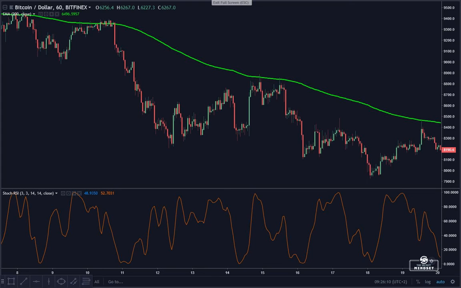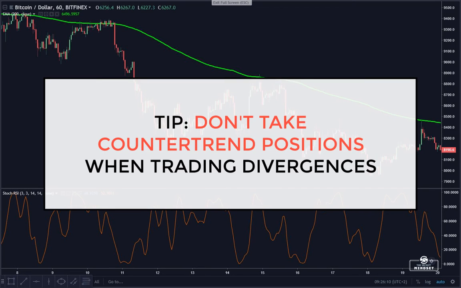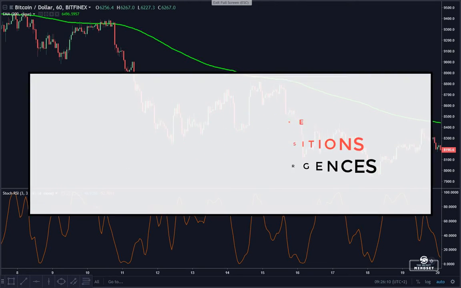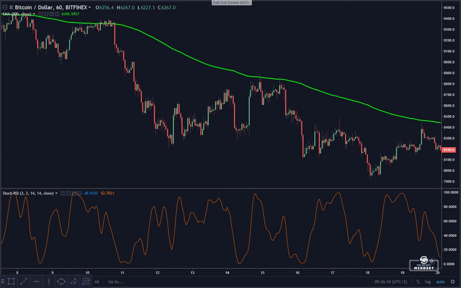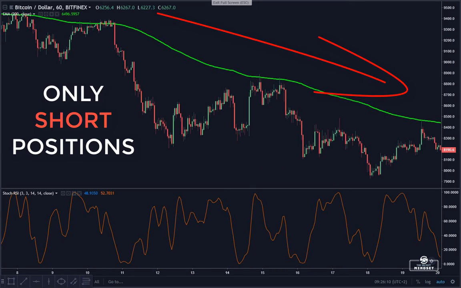Here's another Bitcoin chart with the 200 exponential moving average and the D% of the stochastic RSI added. What we need to do is to search for divergences between the stochastic RSI and the price, but only in the direction of the main trend indicated by the exponential moving average. So, we never take counter-trend entries when trading the stochastic RSI divergences. We just stick with the main trend on the market. In this example, as we are in a clear downtrend, we only look for divergences that allow us to short the market.